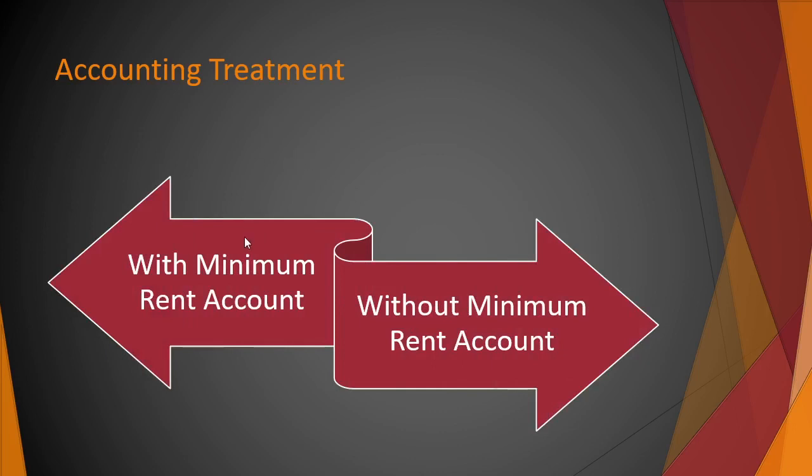So there are two separate varieties of accounting treatment. In both the books of lessee and lessor, we have two options. We can record the entries with minimum rent account. That indicates we are going to prepare the books of accounts along with minimum rent account. Minimum rent account is a separate ledger account that we prepare in this first set of things. And the second one, without minimum rent account.